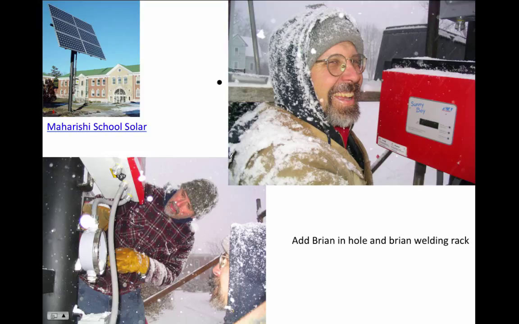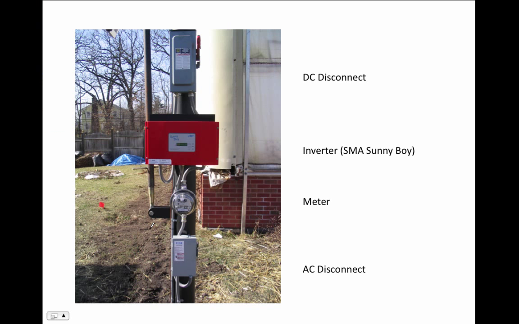And here, I mentioned earlier that solar panels actually work better in the wintertime when they're cold. They put out more energy when they're cold than when they're hot. So that's kind of a myth. Solar thermal panels are different, but solar electric panels, that's how they work. And you'll notice this is also a Sunny Boy inverter. When we were installing this, we got hit by a snowstorm. And again, here's the DC disconnect. Here's the inverter. Here's the meter. And here's the AC disconnect.